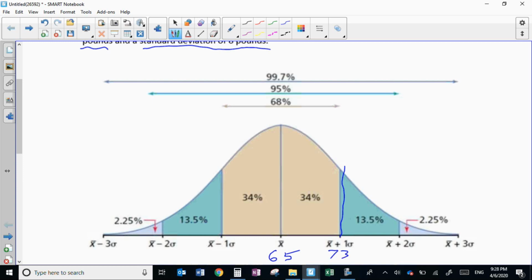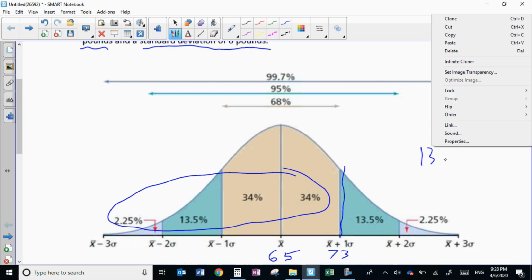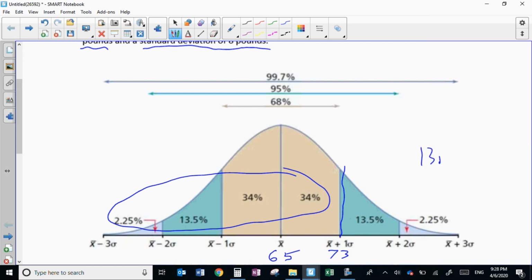So had McGuire been 73 pounds exactly, we actually know the area underneath the normal distribution curve. And we would know that there are only 13.5 plus 2.25, oops, sorry about that, 13.5 plus 2.25, which would be what? 15.75. We would know that only 15.75% of golden retrievers weighed more than McGuire.